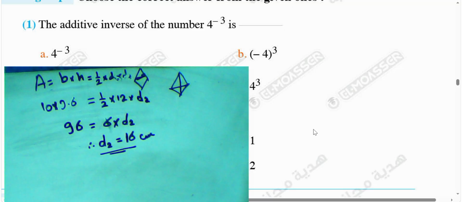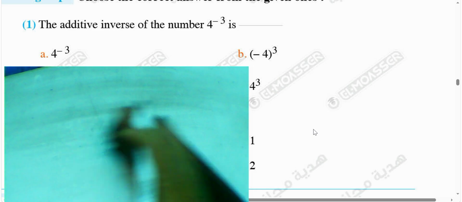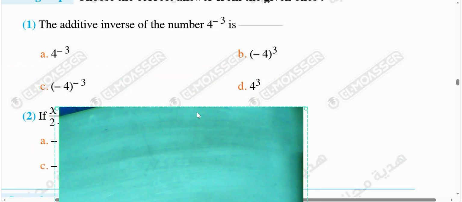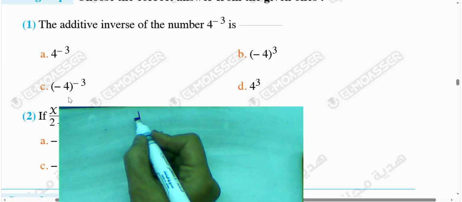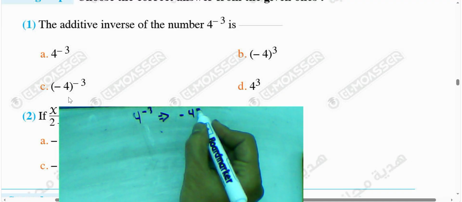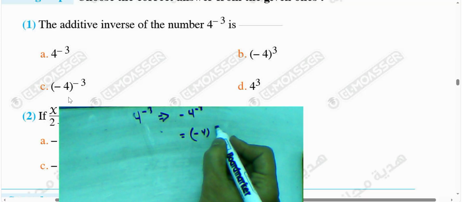Choose the correct answer. The additive inverse of 4 power negative 3. We know 4 power negative 3 is 1 over 4 power 3, which is 1 over 64. We can change the sign. Then the answer will be letter C. The additive inverse of 4 power negative 3 we can write as negative 4 power negative 3.